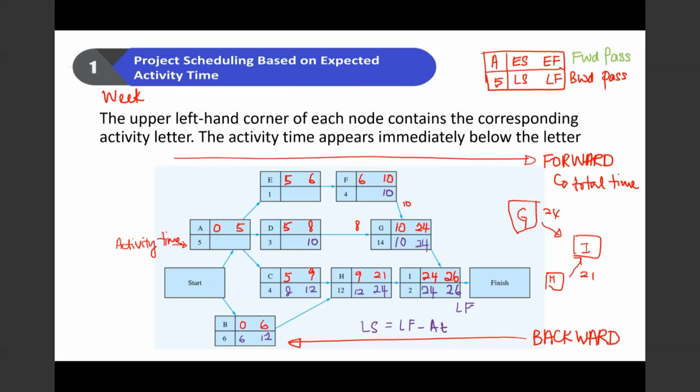So let's look at activity F first. Activity F requires 4 weeks, so 10 minus 4 is 6. So activity E is the precedent, so this is 6. Time required is 1, so 6 minus 1 is 5. Okay, let's look at activity D. Activity D, late finish is 10. Activity time is 3, so 10 minus 3 is 7.